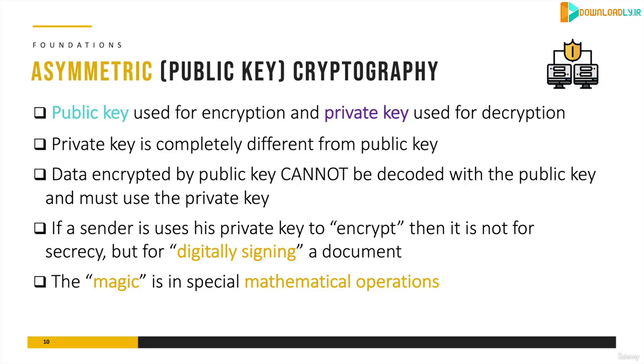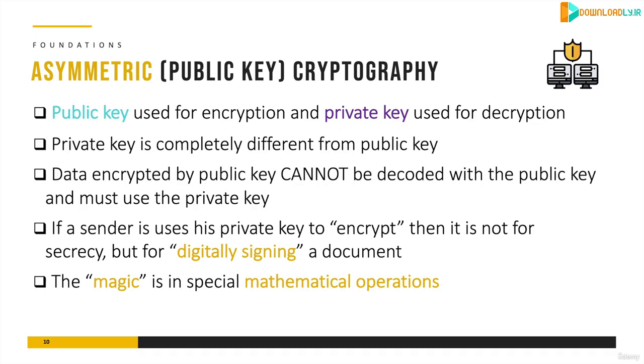Now the point that we're trying to make is that the data that has been encrypted by a public key cannot be decoded with the public key, and it must use the private key at the destination for decryption. On the other hand, if a sender is using his private key to encrypt something, then it's not really for secrecy, because everybody in the world has the public key and they can simply decrypt it.